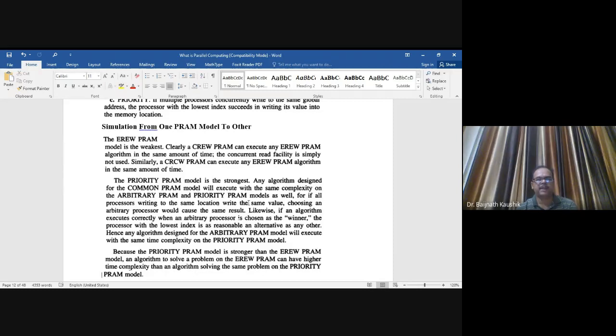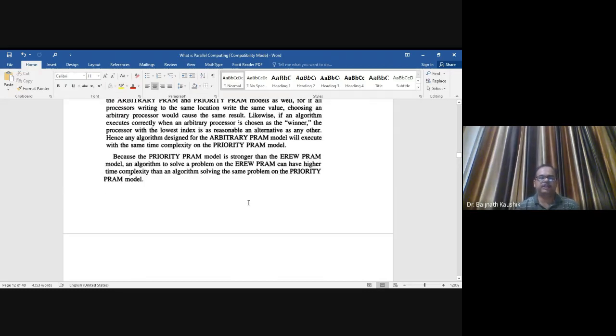If all processors writing to the same global location write the same value, then there will not be any problem, and choosing an arbitrary processor would cause the same result. Likewise, if an algorithm executes correctly when an arbitrary processor is chosen as the winner, the processor with the lowest index is as reasonable an alternative. Hence, any algorithm designed for the arbitrary PRAM model will execute with the same time complexity on the priority PRAM model.